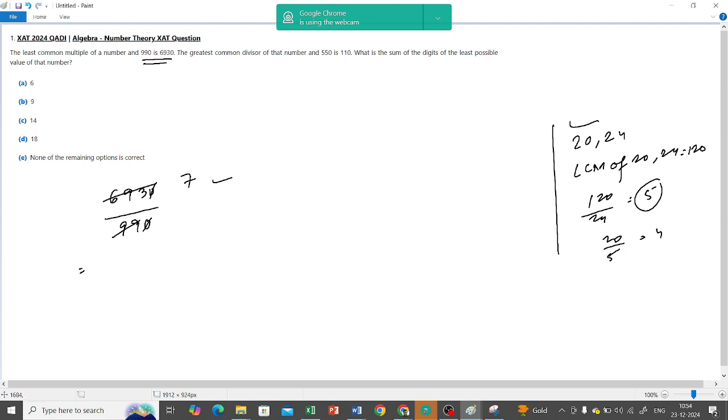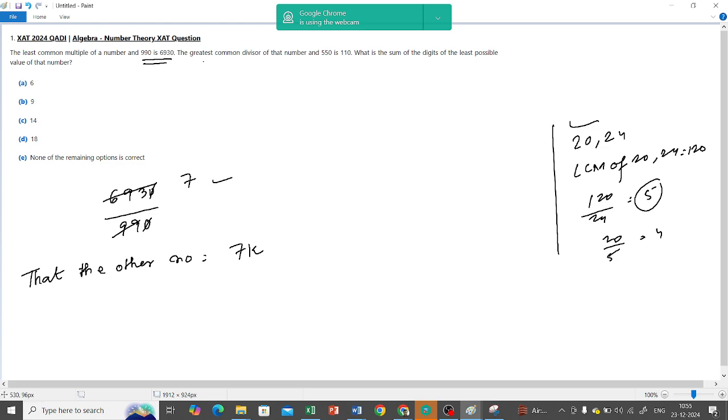Yes, 20 is divisible by 5. So I can say that the quotient you get on dividing 6930 by 990 will divide the other number as well. So I can tell that the other number is 7k, 7 times any number, where k is any natural number.